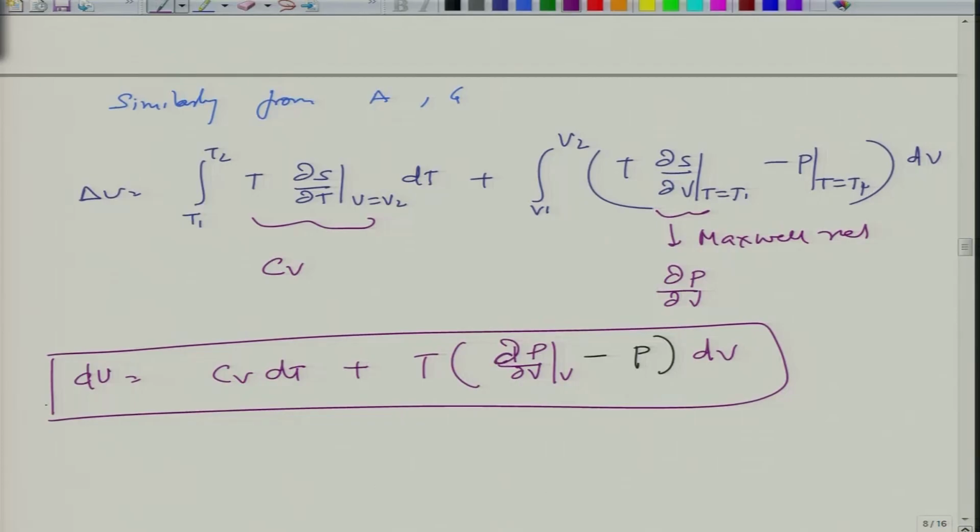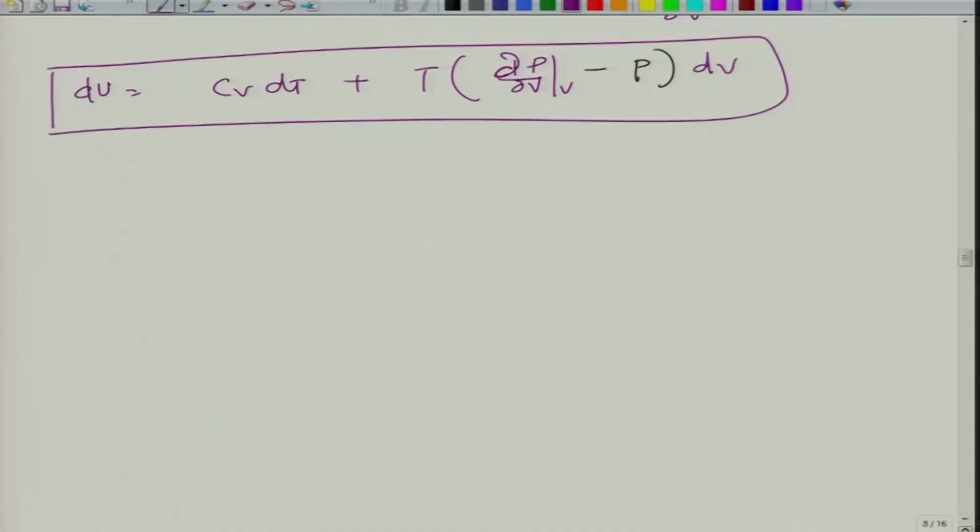Now, in addition to this Maxwell relation, as I said, we are going to make use of other thermodynamic properties or variables, and two of the important ones are the isothermal compressibility and the coefficient of expansivity.